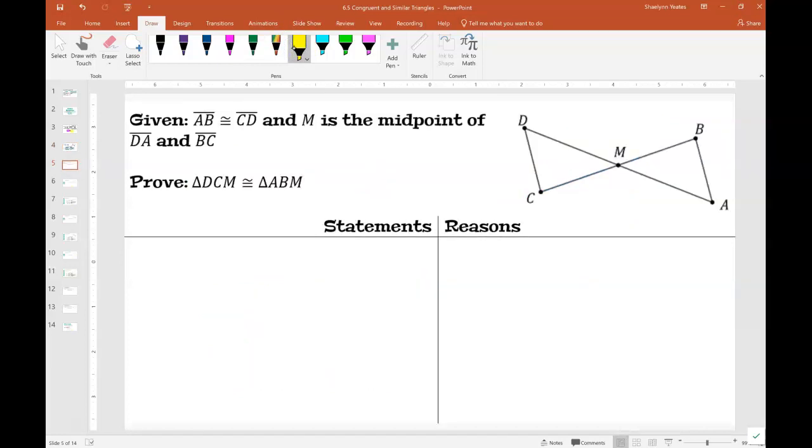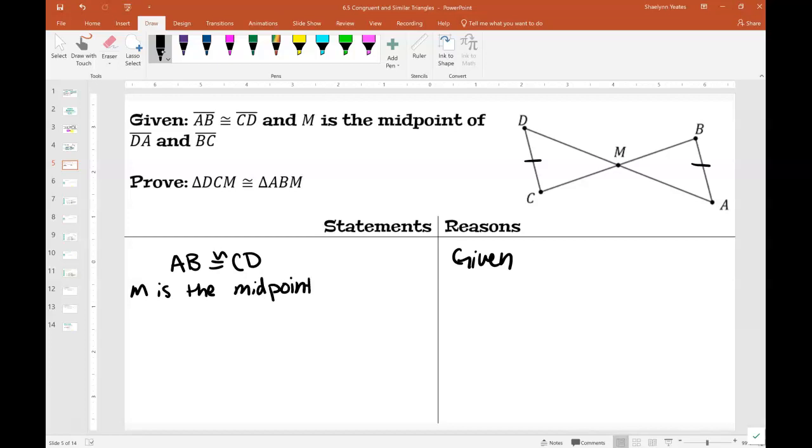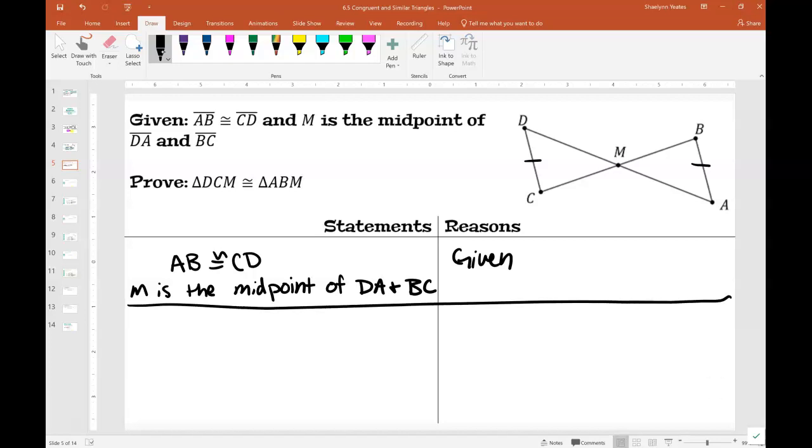Okay, we're going to do one more proof together. This proof is going to prove congruence, and then you guys are going to do 3 or 4 proofs on your own. So in this proof, we're given that AB is congruent to CD. So I know that this is congruent to this, and that's given. And I know that M is the midpoint, so we're probably going to be using the definition of midpoint here in a second, of DA and BC. Those are both given information. I'll just put them in the same column so I don't have to write given twice.